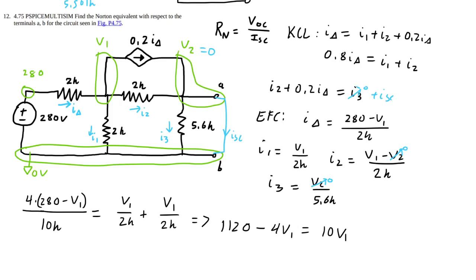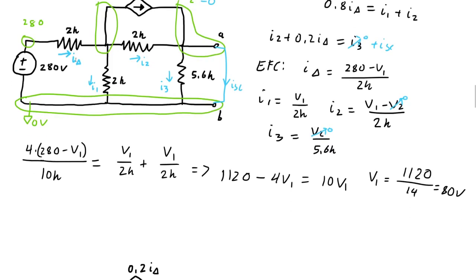Let me double check. Okay. So we're going to add 4V1 to both sides and then divide by 14. So V1 is going to equal 1120 divided by 14, which is 10 plus 4. So that is 80 volts.